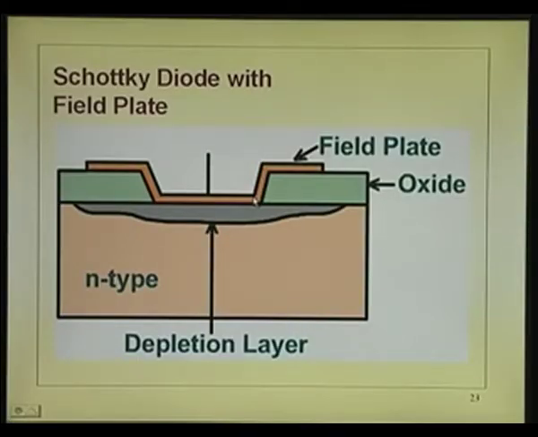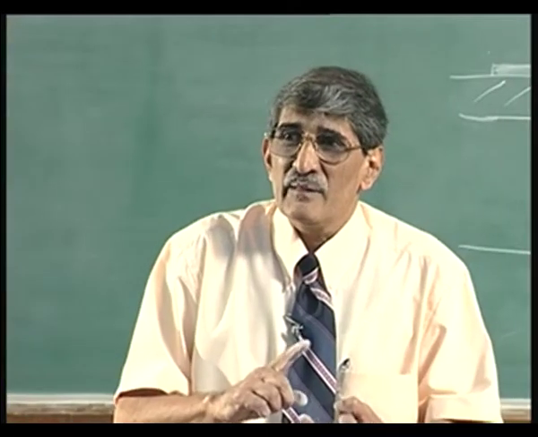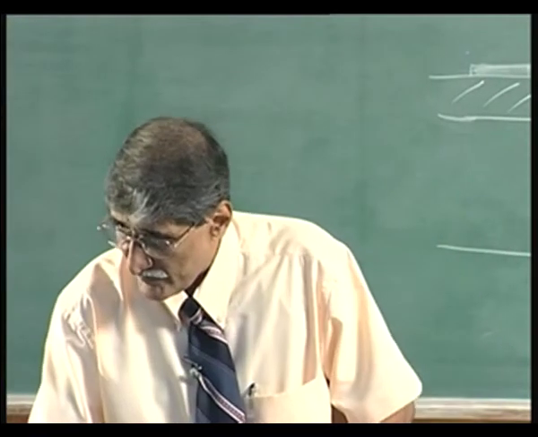In practice you need to make provisions for reducing the field crowding, which would give rise to large currents, particularly in the reverse direction, due to quantum mechanical tunneling effect and image force lowering effect.